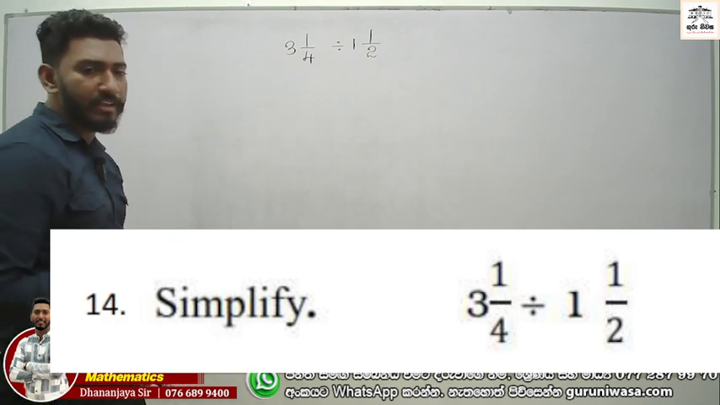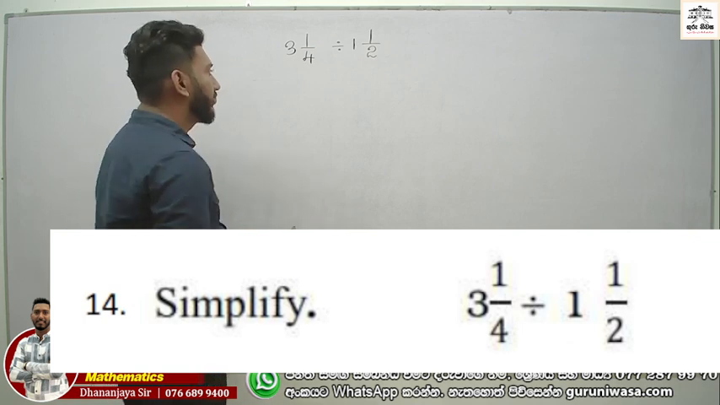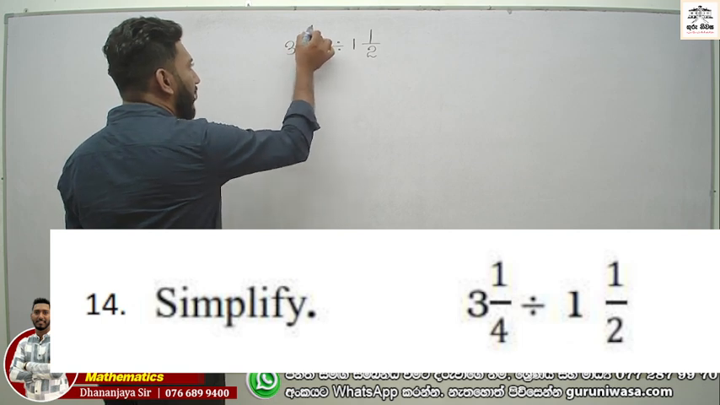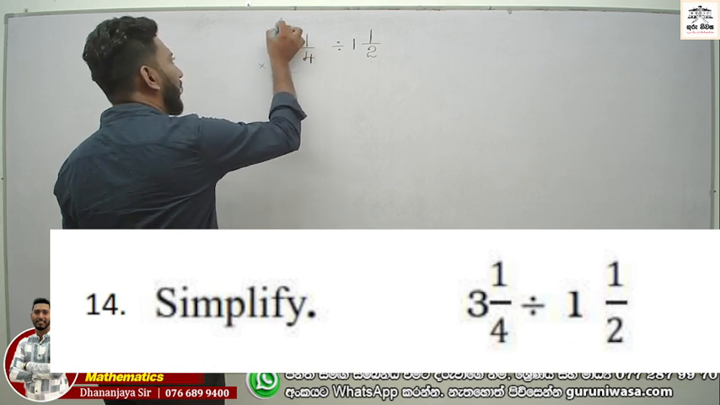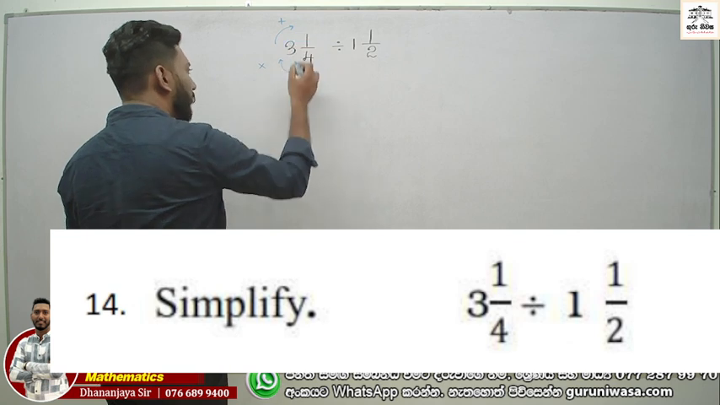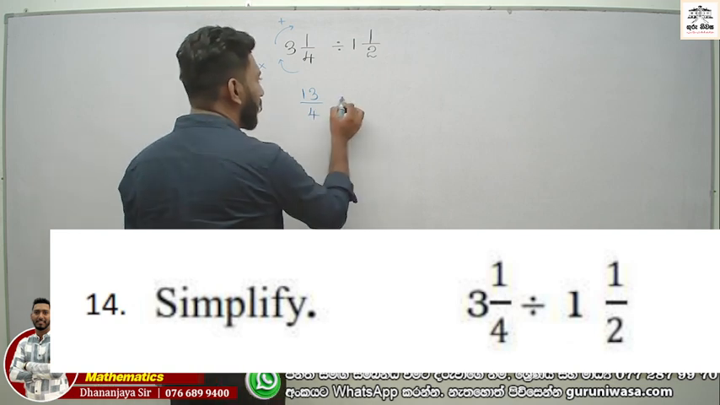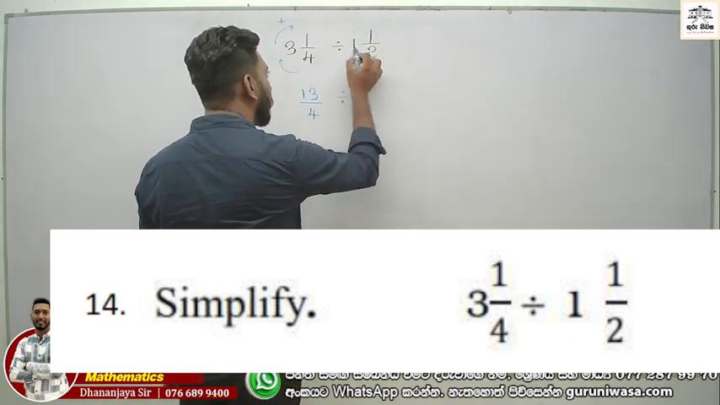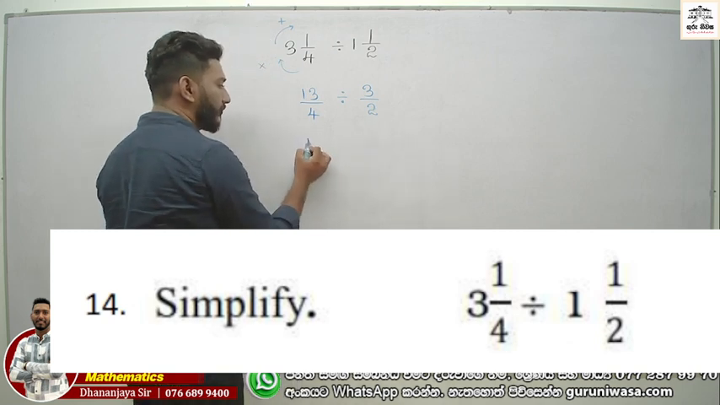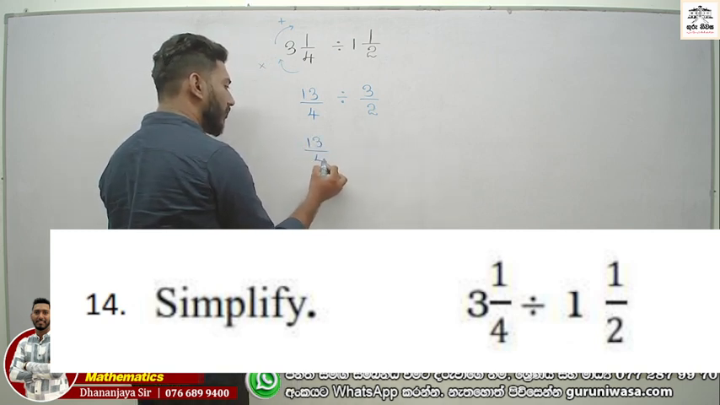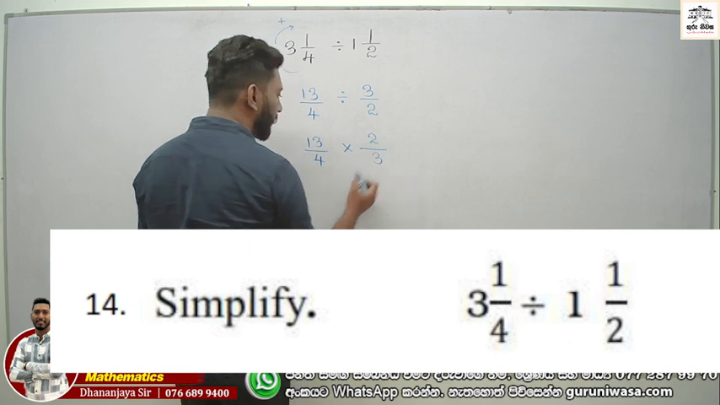First thing you need to change as improper fractions. 4 times 3 is 12, and plus 1, 13. 13 over 4 divide 2 times 1 is 2, and 3, 3 over 2. Now I have to change it to 13 over 4 multiplied by 2 over 3.